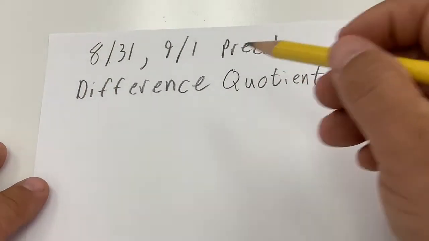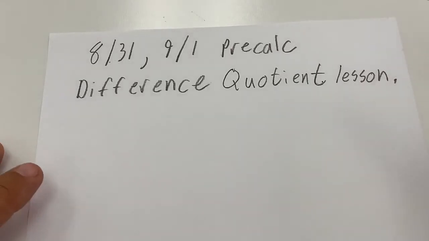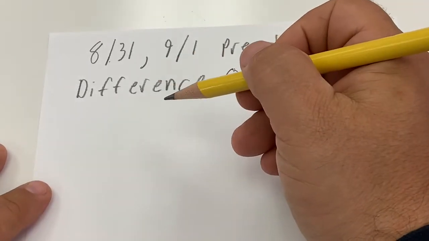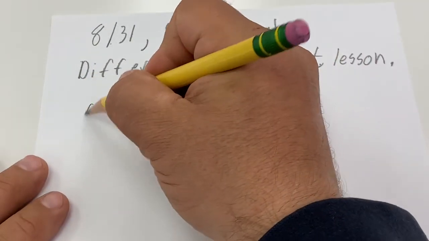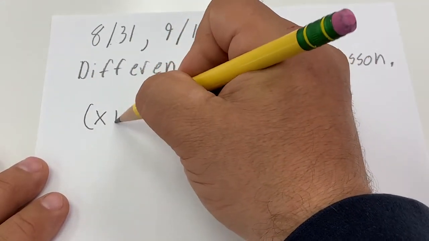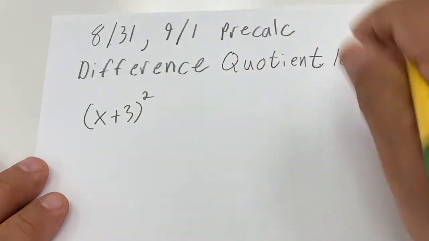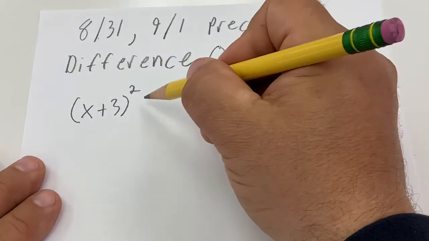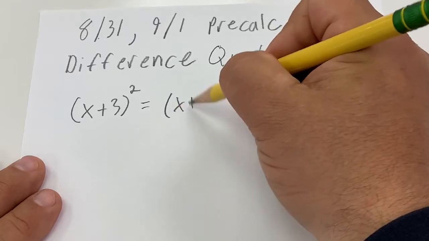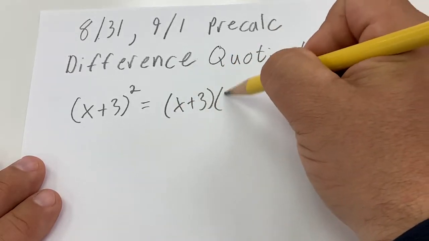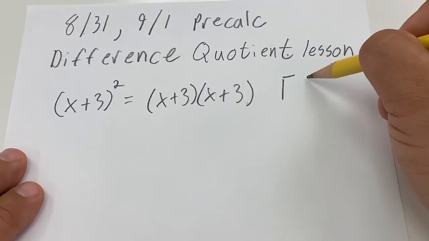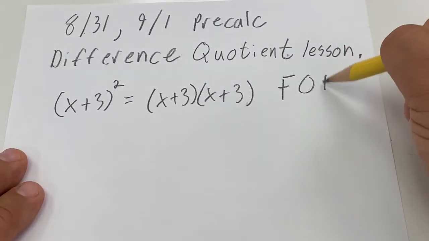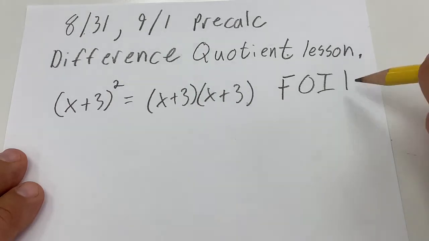Before we do our first difference quotient problem, one of the prerequisite skills is to be able to FOIL stuff. So real quick, let's FOIL x plus 3 squared. If you remember how to do that, you can rewrite this as x plus 3 times x plus 3, and then you FOIL it. First, outer, inner, last.